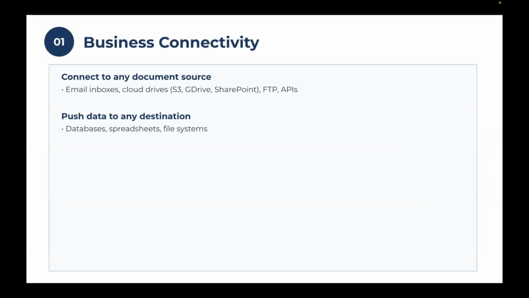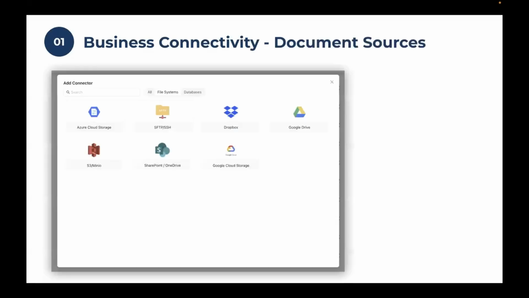It could mean email inboxes, cloud drives, FTP servers, or APIs on the input side. And it also needs to connect with the output destination. It could be your ERP, CRM, or database on the output side. So if your platform cannot handle both these ends cleanly, then again you will need manual work to fill in the gaps. So here, let's take a look at what are some connectors that Unstract natively connects with.